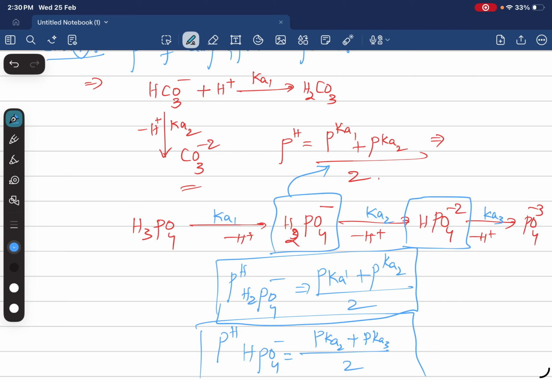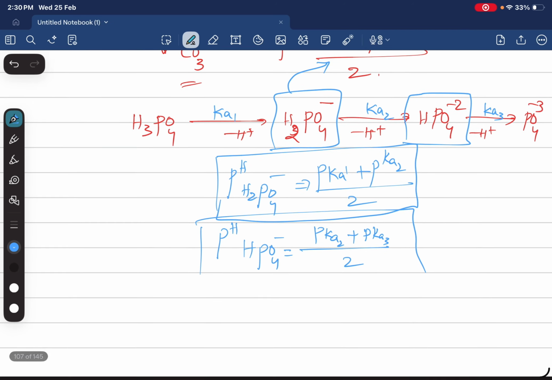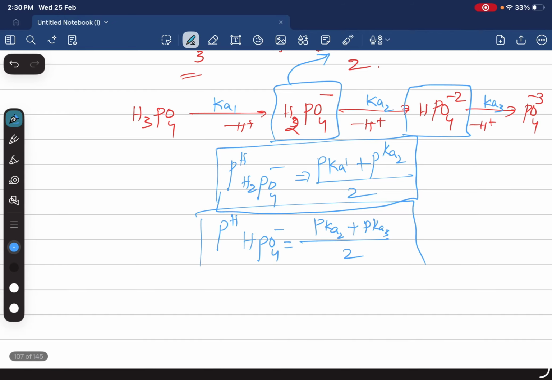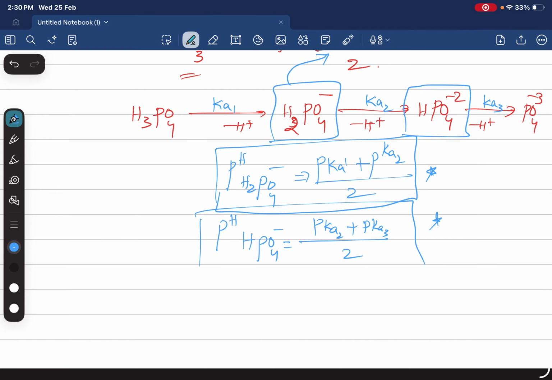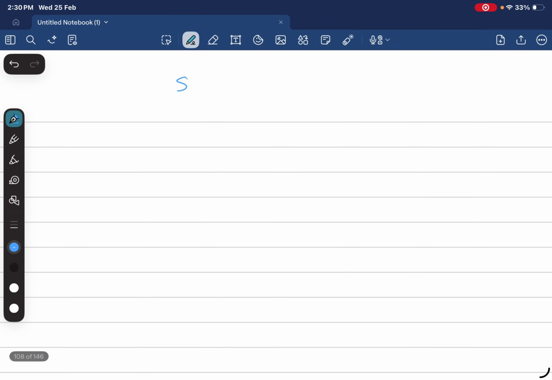So these are the formulas related to these things. So questions mostly ask here, and polybasic acids or polyacidic base and Oswald dilution law. These are the related formulas for pH calculation. Let's start. Salt hydrolysis is the next. Salt hydrolysis.